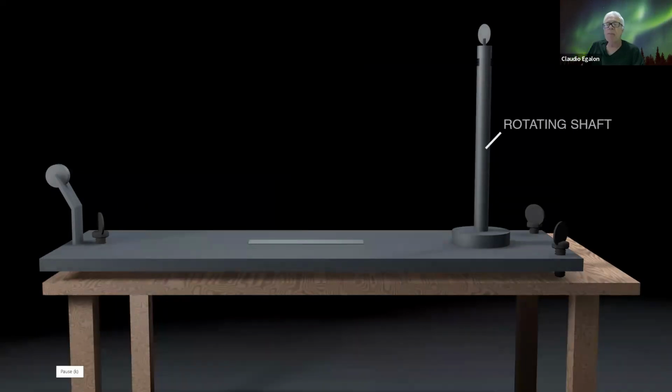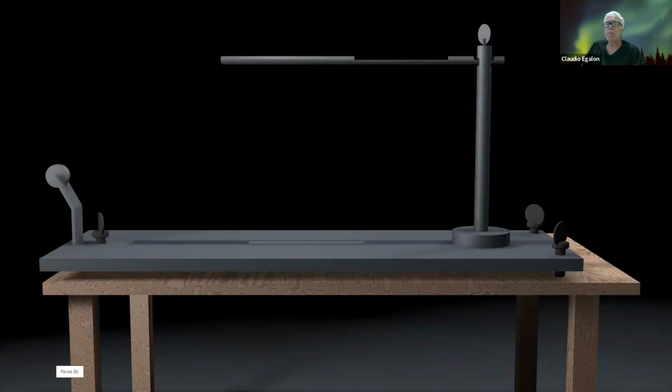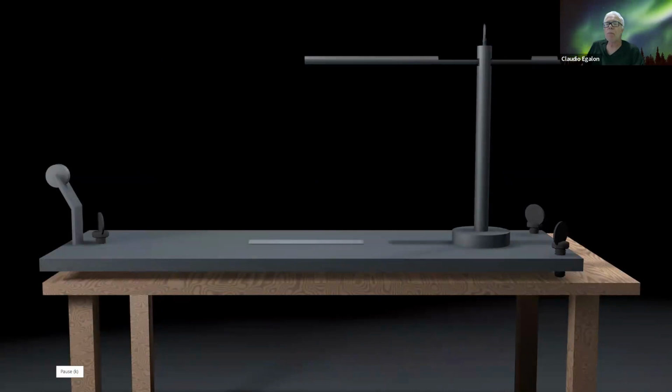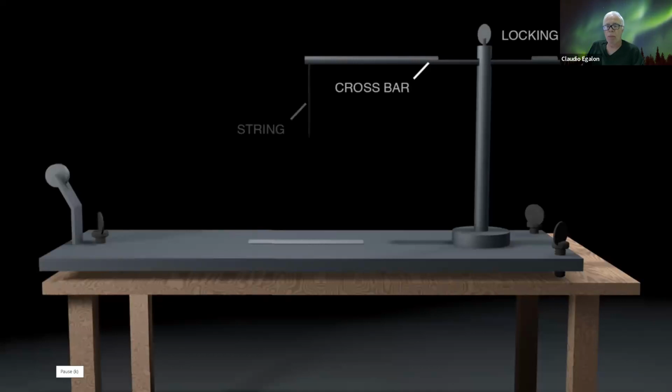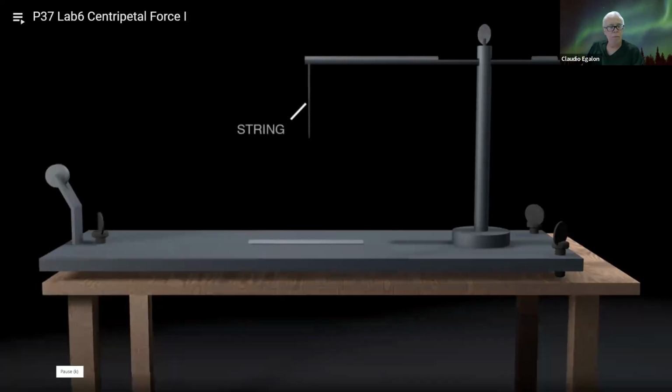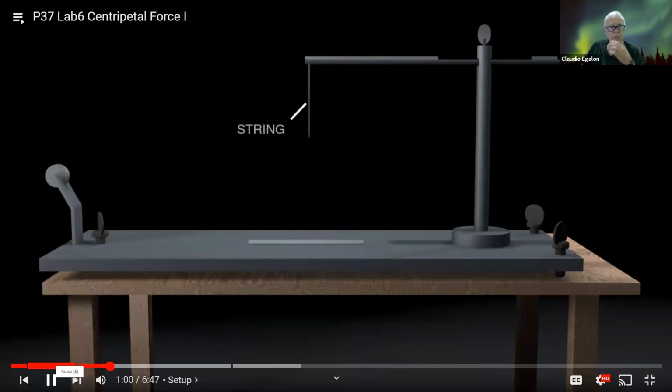In the first step, you will insert a crossbar near the top of the rotating shaft. To firmly secure the bar, its beveled regions must face upwards. Using the locking bolt, lock the bar along the longest of these regions. The crossbar has a string from which you will suspend a rotating mass. A rotating mass is provided.